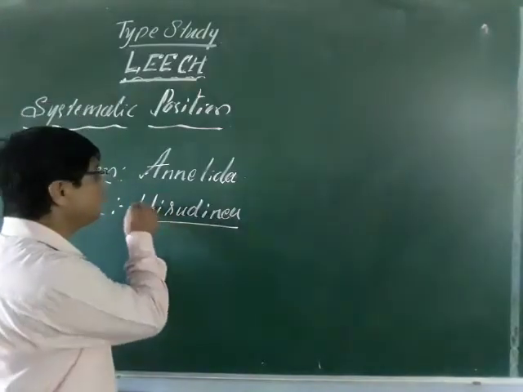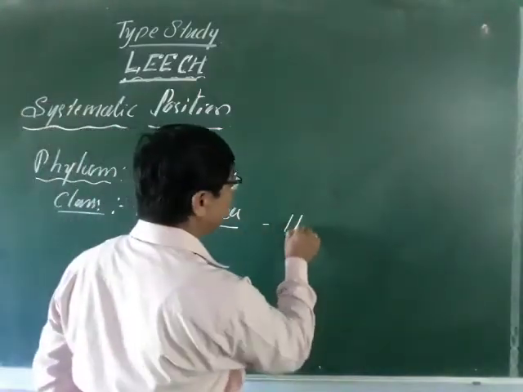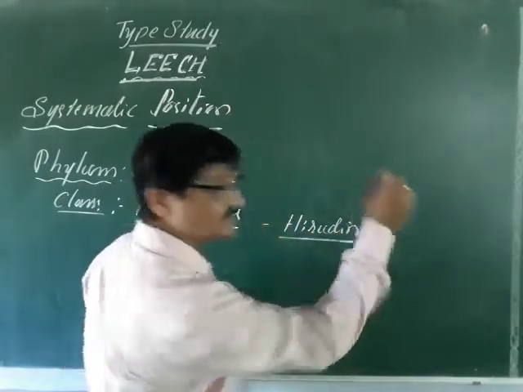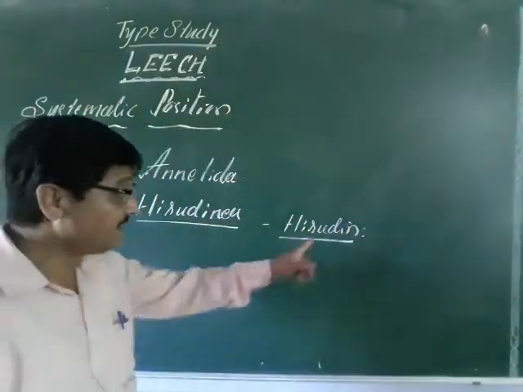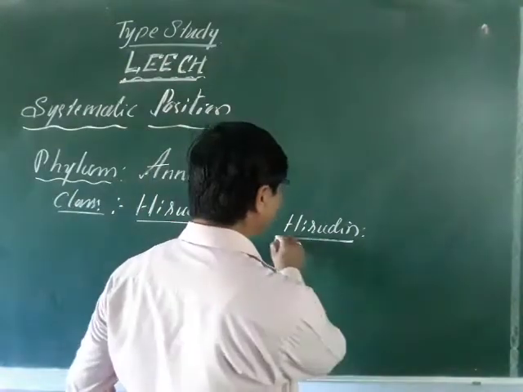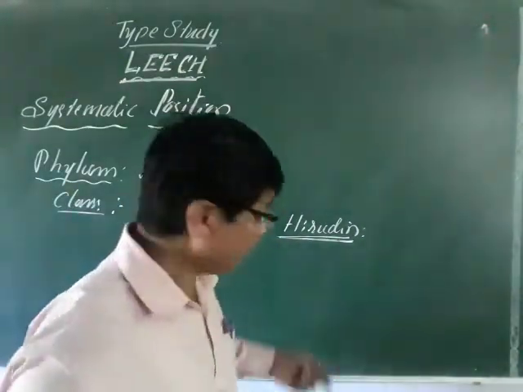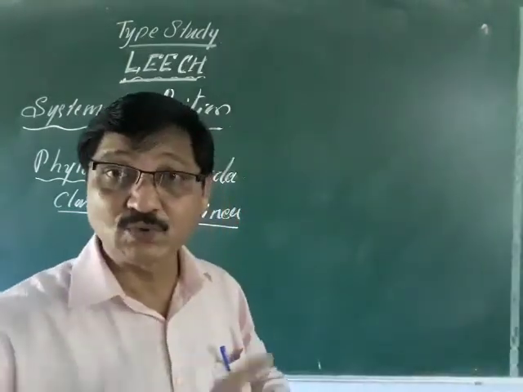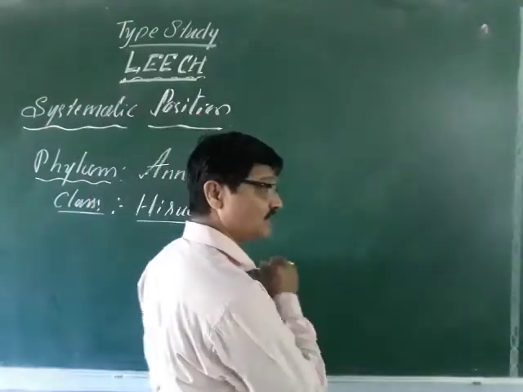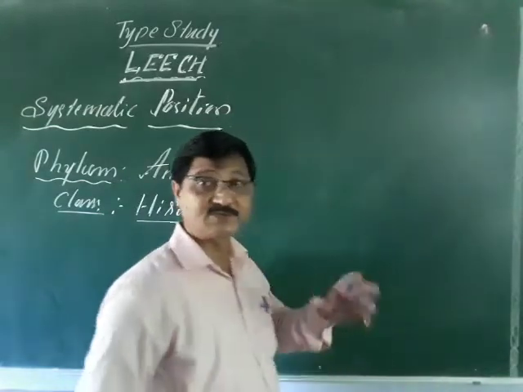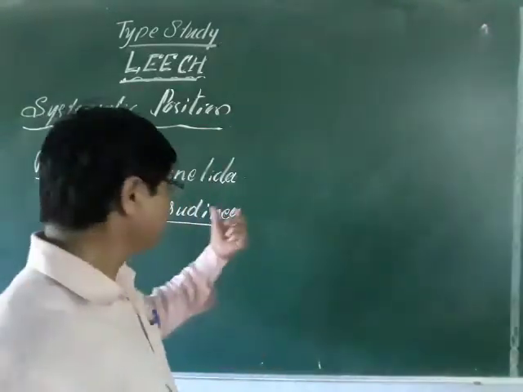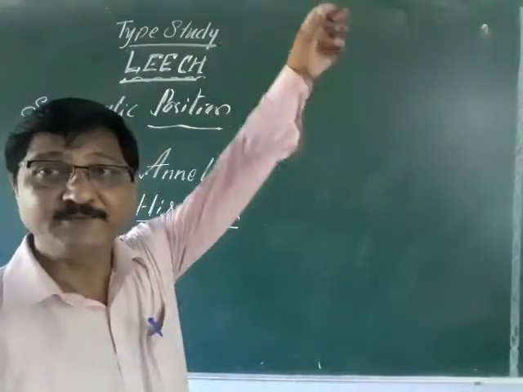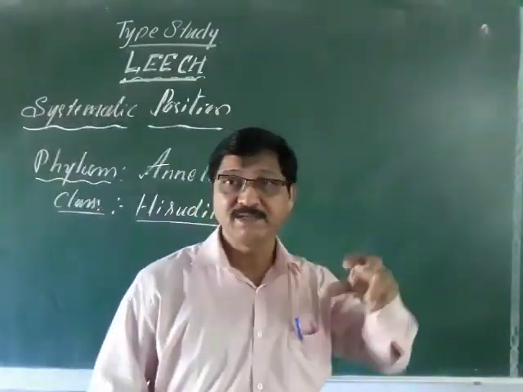And what is Hirudinea? Actually the term hirudin is an enzyme. This is an anticoagulating enzyme. Anticoagulating means when it sucks the blood, the blood is not able to coagulate at all. That anticoagulating substance is called hirudin, present in its saliva or some type of glands, and when it gets the host, it immediately pours it.